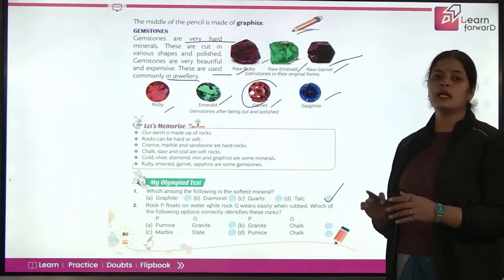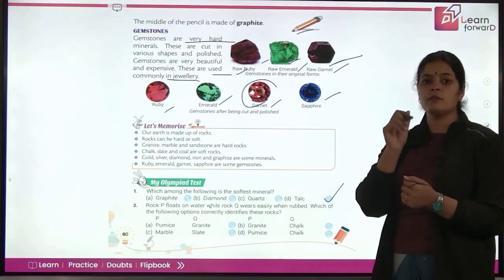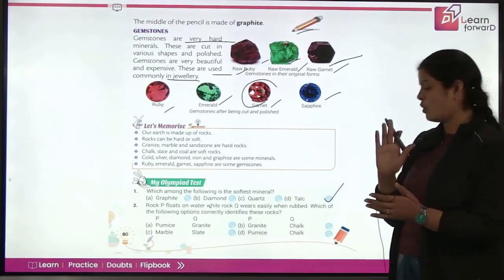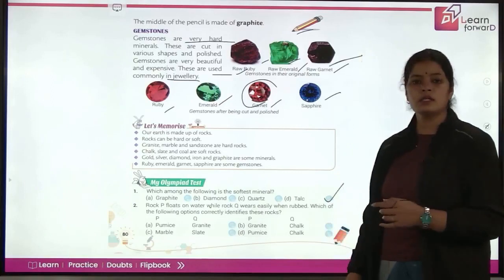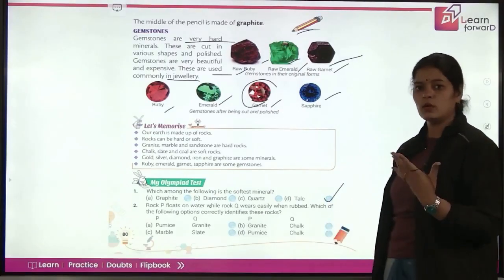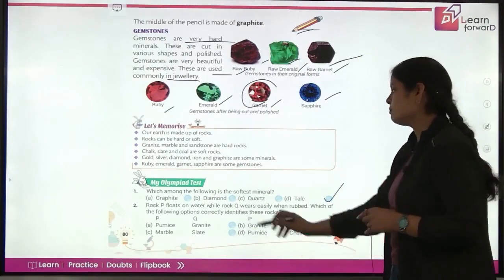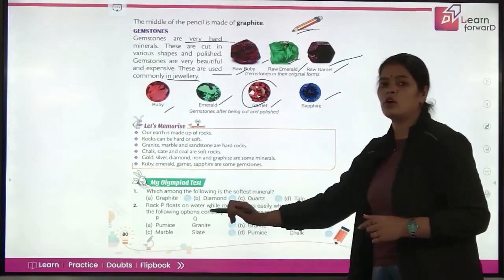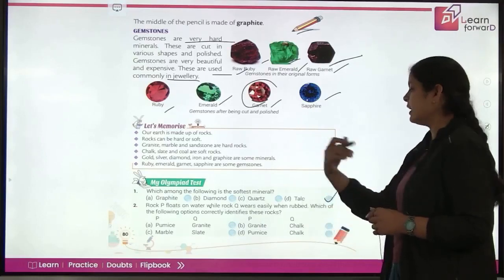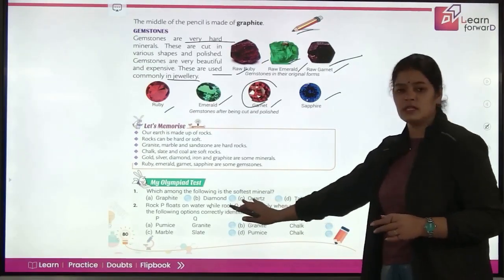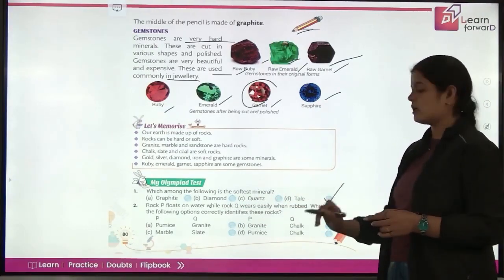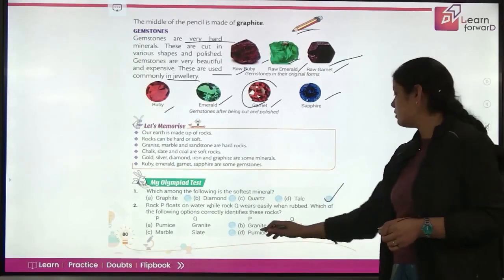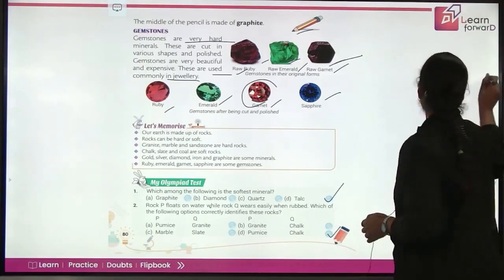The rock that floats on the surface of the water has some grooves and some holes inside it, and that type of rock is called pumice, and pumice is generally used as a body scrubber as well, because it has these grooves. So rock P is pumice for sure, and the other one cannot be granite, because granite is very strong, so it cannot wear when you are rubbing. So the second is chalk. Chalk can be destroyed while rubbing, while pumice can float on water.